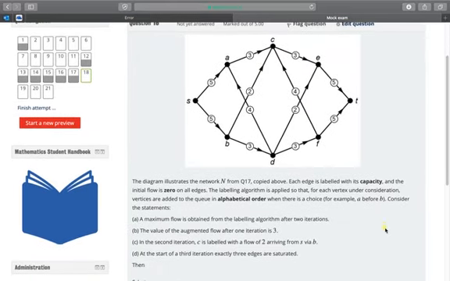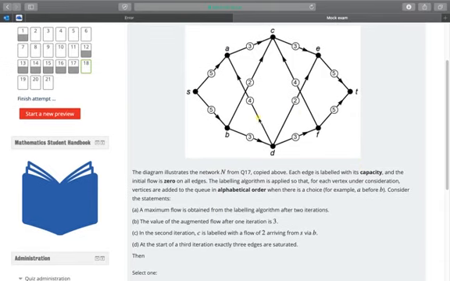So we have the same network, but we're asked things about the labeling algorithm. So we know now that you can check that the numbers are the same. Well, in fact, it says they're the same because the network involves the capacities as well. So this is the same network as in the previous question. We know the maximum flow is 6.